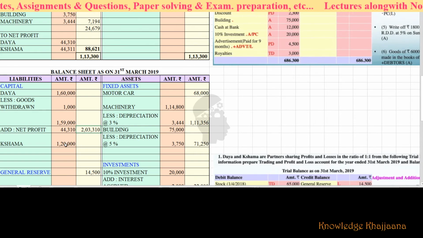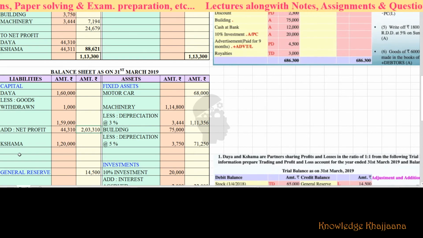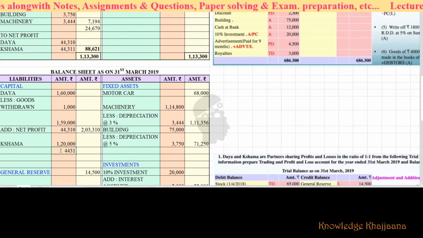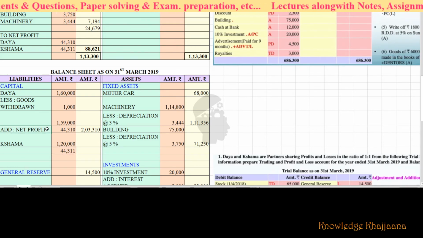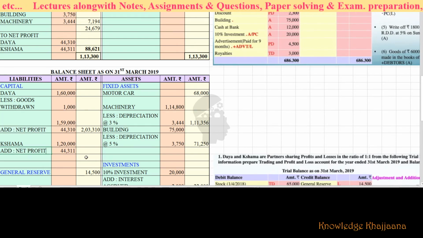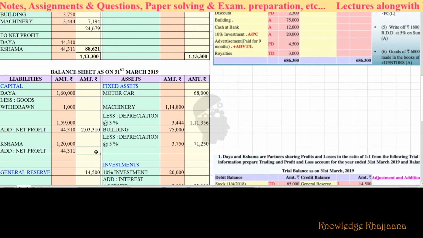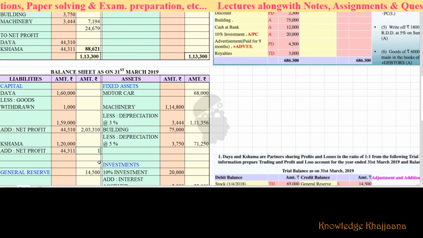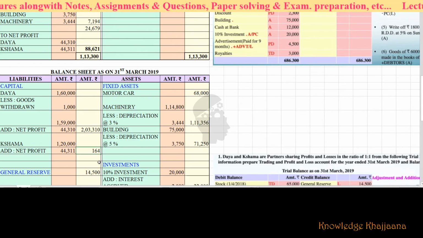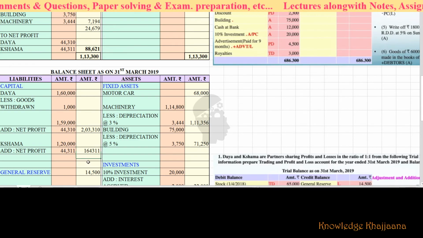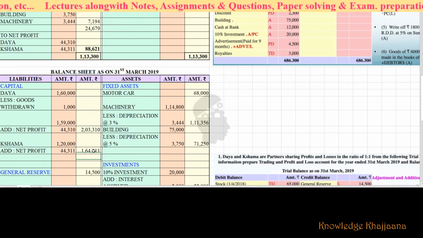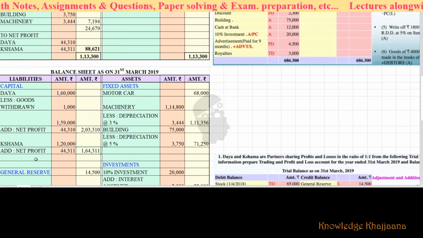Kshama had brought 1,20,000 capital and will get the net profit of rupees 44,311. So what will be the total? 1,64,311 will be the total value of capital of Kshama.